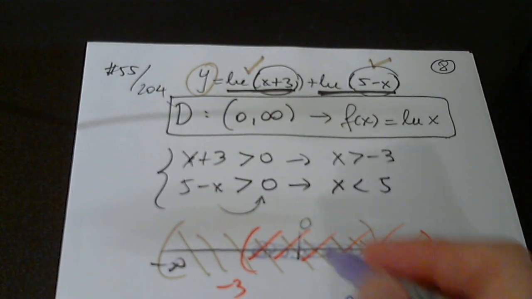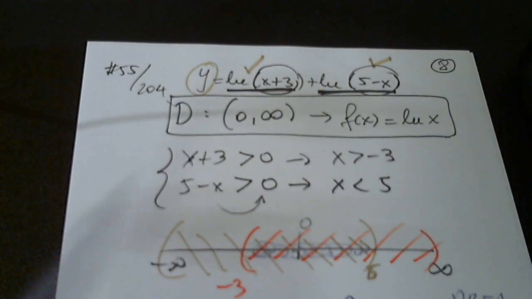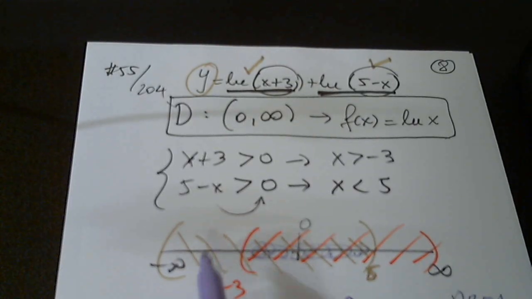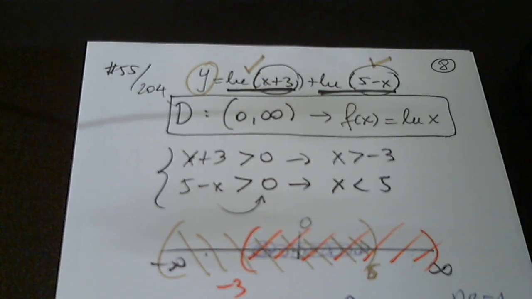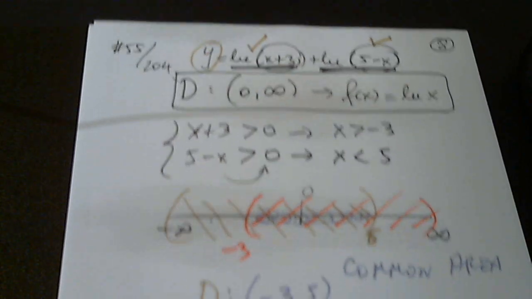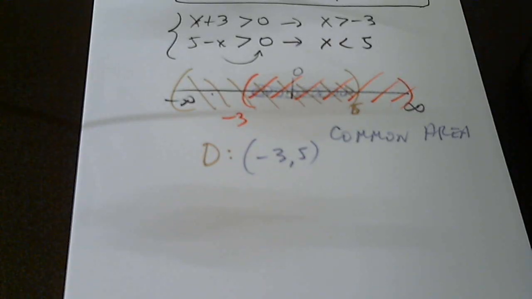Meaning, only in here, both functions exist at the same time. Here, only one of them. Here, only the other. Who cares? They have to exist at the same time in order for the function to exist. Good. Any questions?